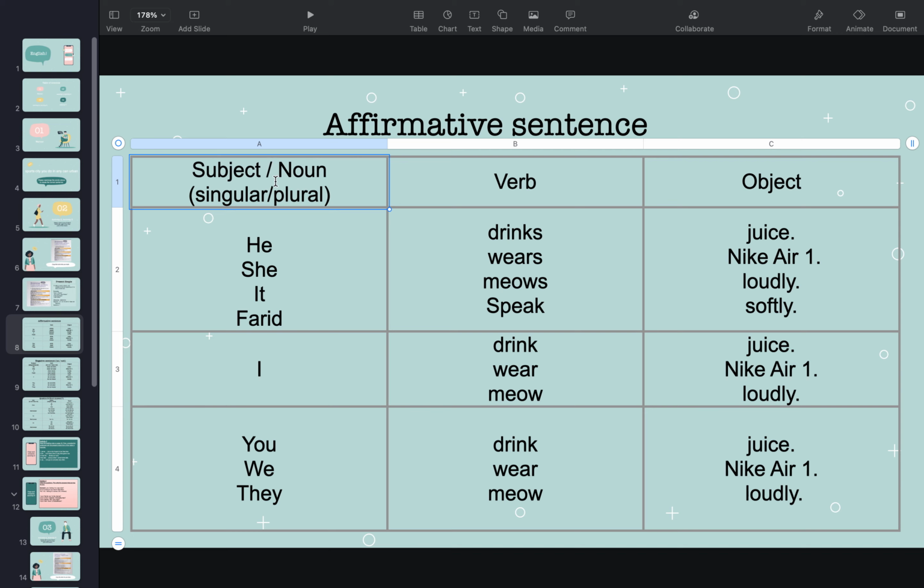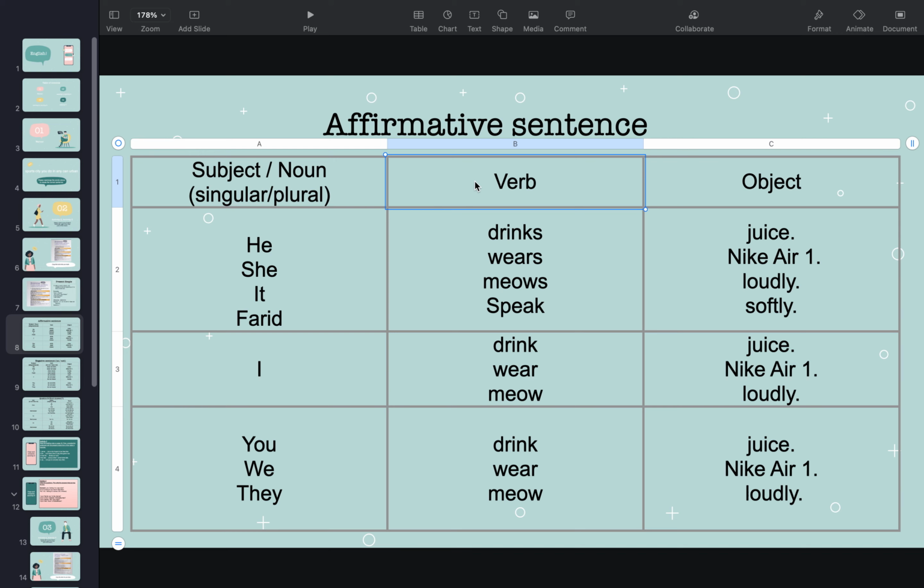Basically dia kata nama lah, singular or plural. Dia ada 2. There are 2 parts of this. There's singular and also there's plural noun. Ada singular iaitu seorang atau satu benda atau orang, dan juga ada plural. Plural ni lebih dari satu lah. Okay, 2 people or 3 cats, 4 books, 5 buildings. Okay, those are the examples of plural nouns.